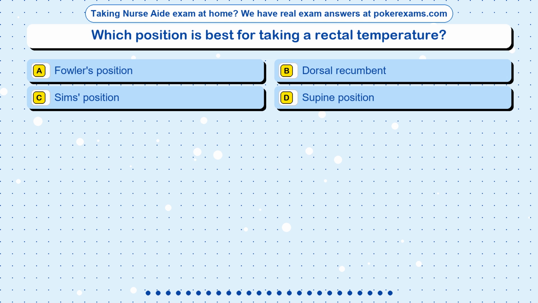Question 12. Which position is best for taking a rectal temperature? Option A. Fowler's position. Option B. Dorsal recumbent. Option C. Sims position. Option D. Supine position.